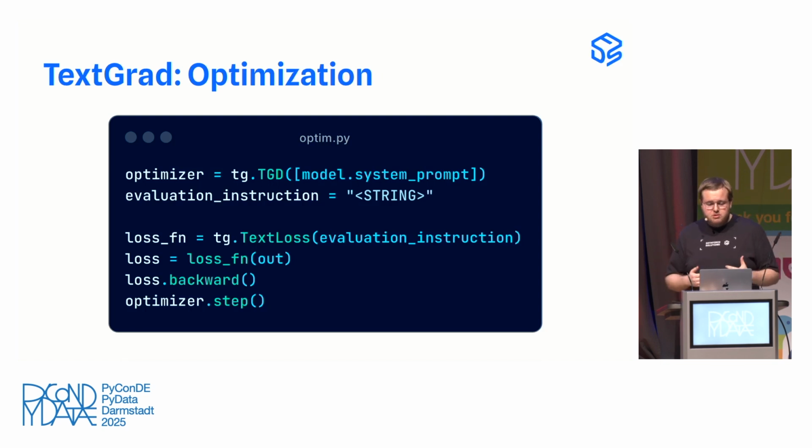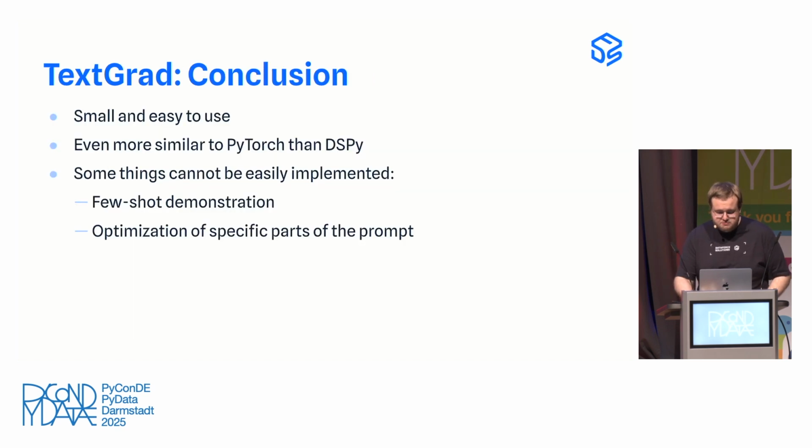Now, in order to optimize the instruction, we use the same syntax as we would in PyTorch. First, we calculate the loss, where the loss in this case is just a feedback generated by the judge LLM. Then we call backward on the loss, and then step on the optimizer, so exactly like in PyTorch. And basically, this is more or less everything that you need to know in order to work with TextGrad. It's very simple and easy to use.